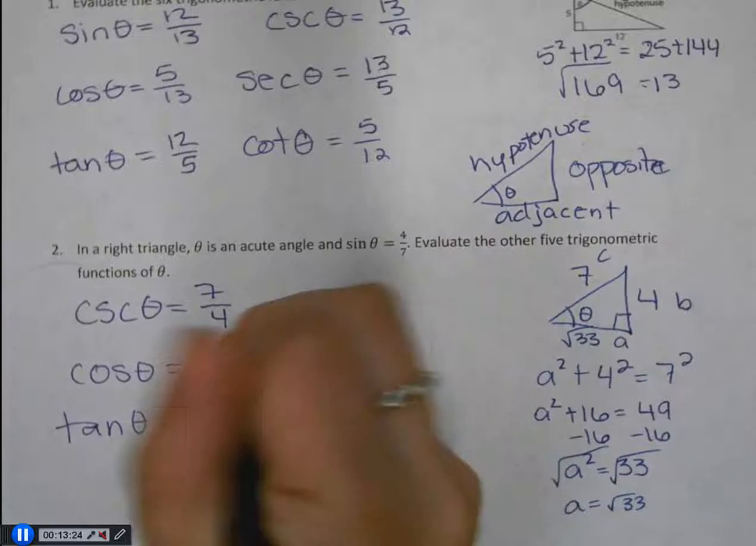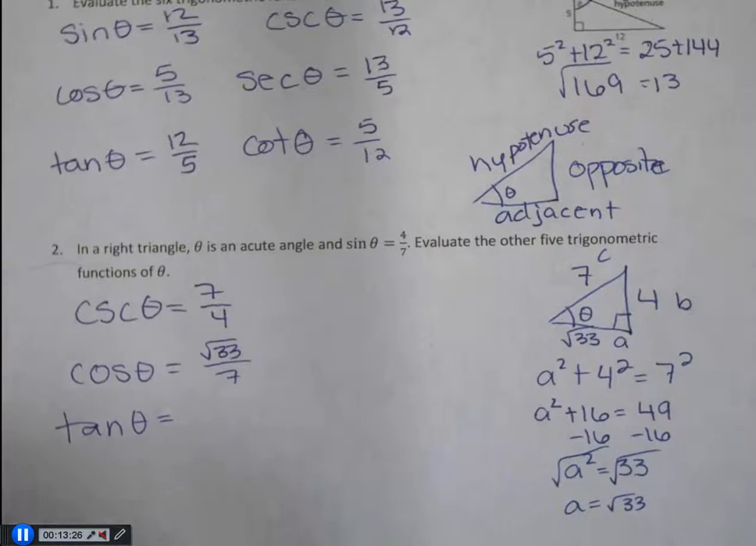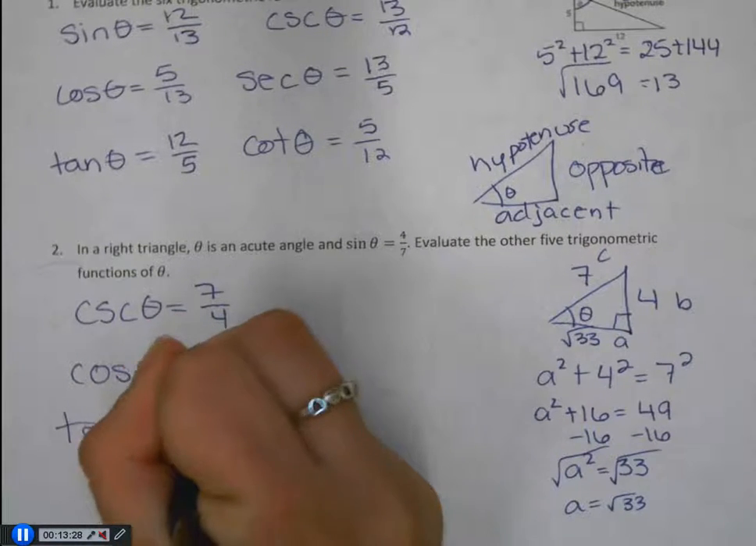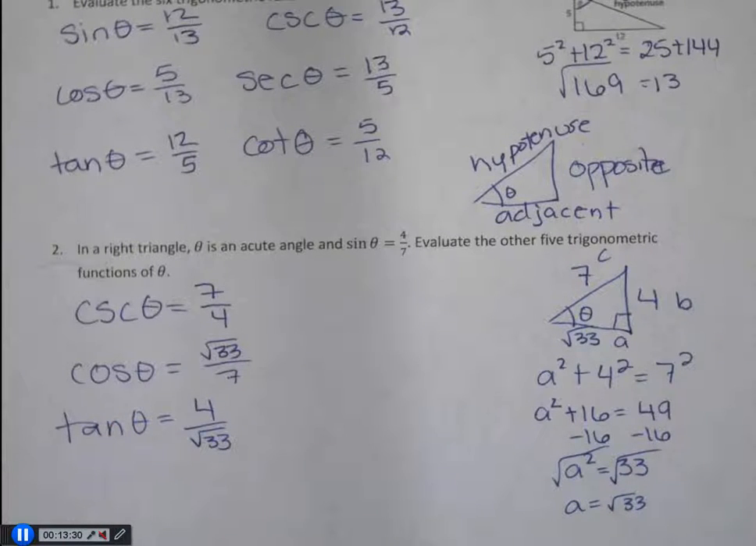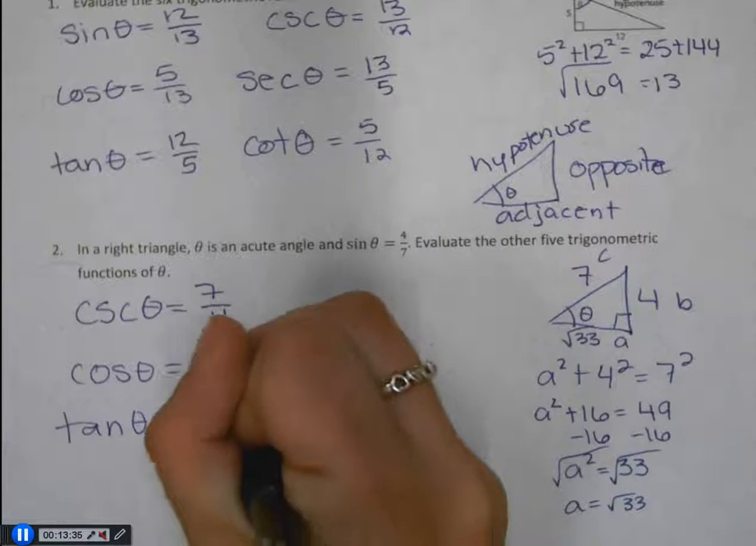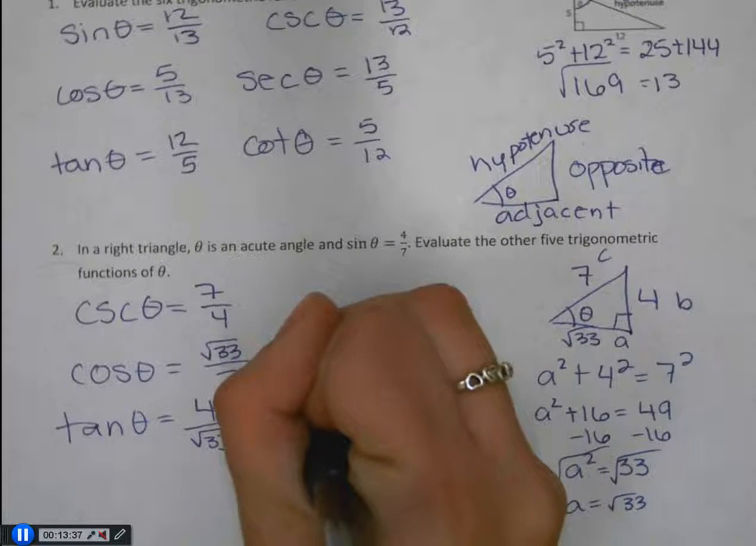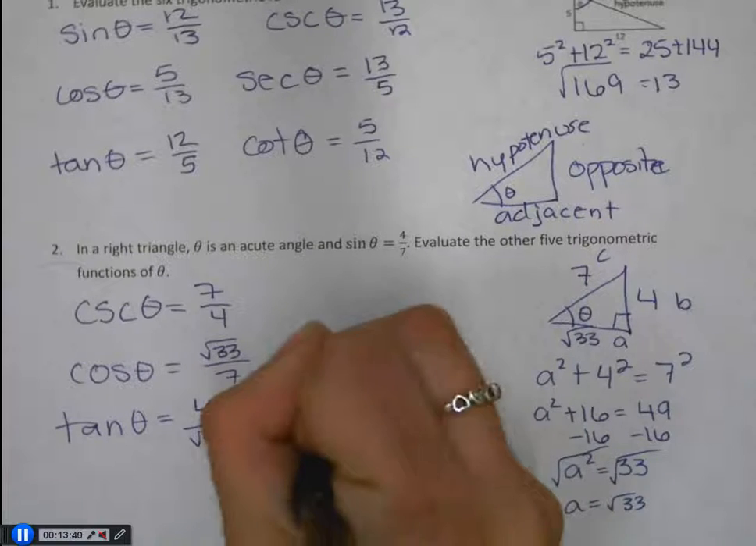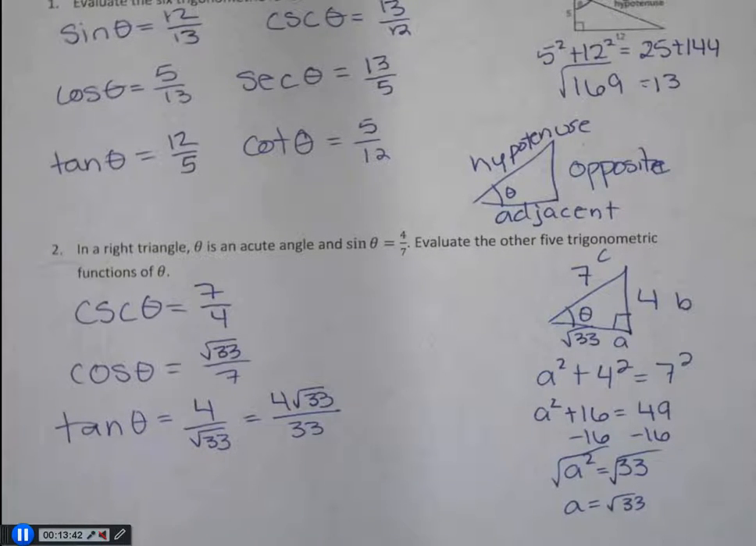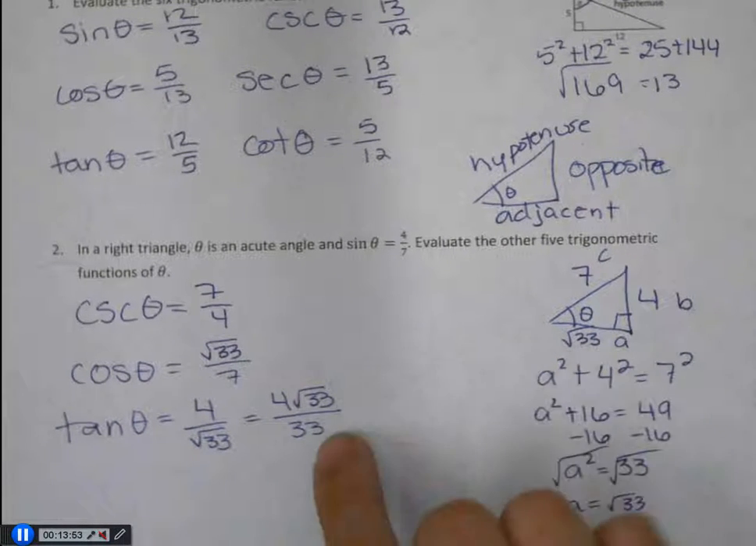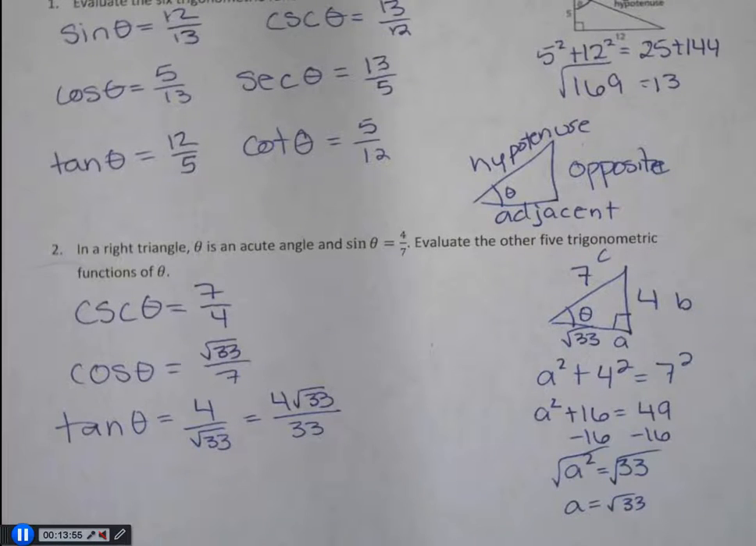Okay, someone told me tangent was 4 over the square root of 33. So, in math, we typically don't leave square roots on the bottom. To move this up to the top, it's going to be 4 square root of 33, and then on the bottom, it stays at 33. I multiplied the top and bottom by the square root of 33 because you can't have radicals on the bottom of a fraction. So when I move it, it goes to the top, but I have to leave the number on the bottom.